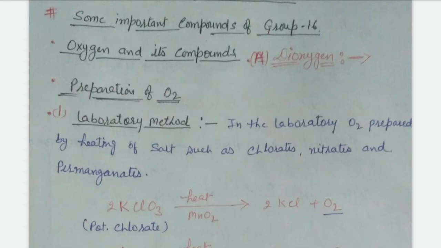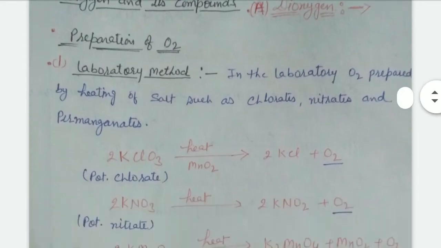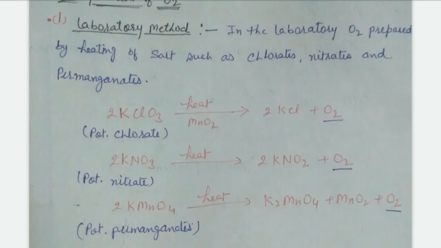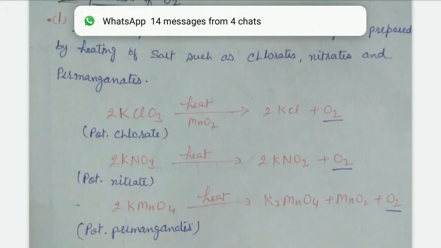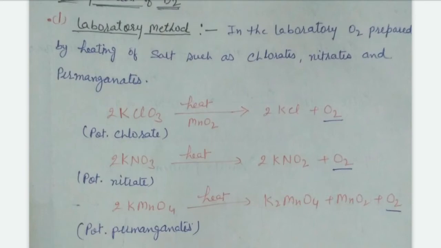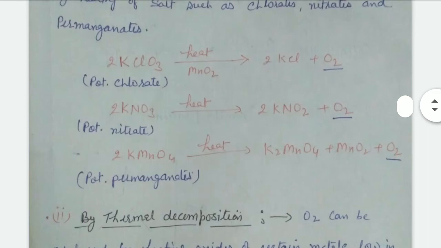First is laboratory preparation. In the laboratory, O2 is prepared by heating oxide compounds such as chlorate, nitrate and permanganate. Right, these are examples: potassium chlorate heated in the presence of manganese dioxide forms dioxygen. Potassium nitrate heated forms dioxygen, and potassium permanganate heated also forms dioxygen.